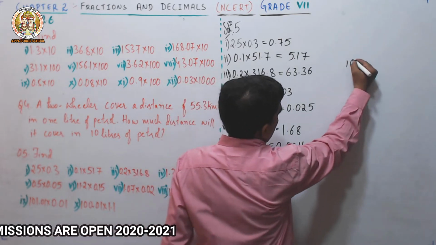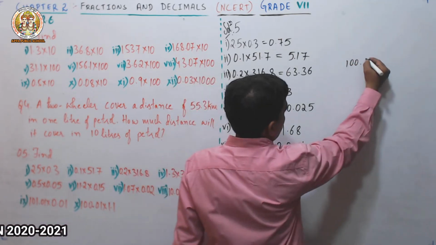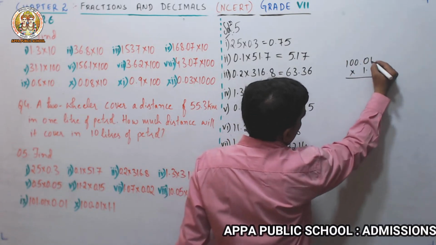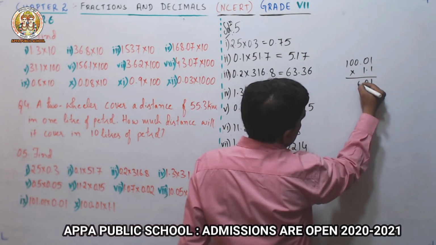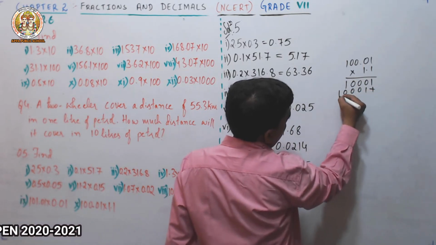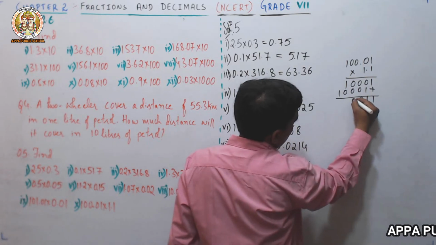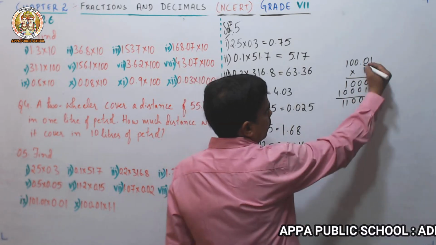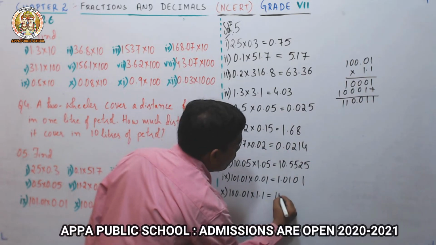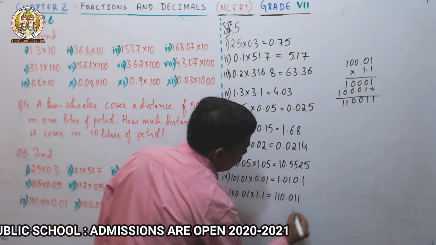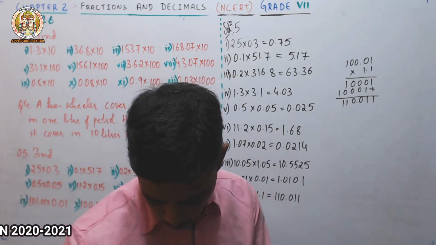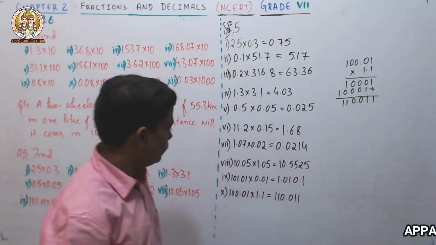What is the question? 100.01 into 1.1. That is equal to: 1 one is 1, 1 zero is 0, 1 zero is 0, 1 zero is 0, 1 one is 1. Here also 1 0 0 0 1. Add: 1 1 0 0 1 1. Now we have to place a decimal point. 1, 2, 3. 1, 2, 3. Therefore the answer is 110.011. Got it?